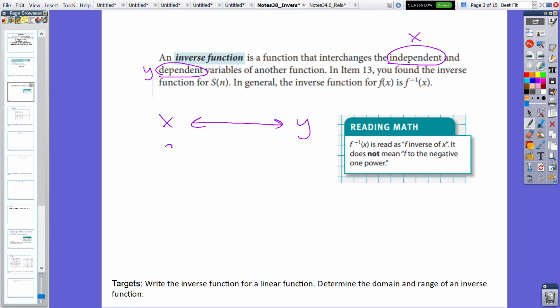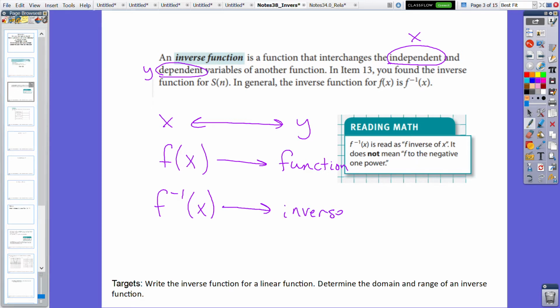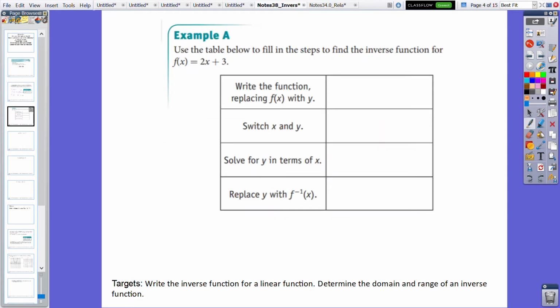Also, a couple things we need to know, just like it says in the reading math section right here. So whenever we see something that says f of x, that means it's the original function. All right, so we put x in and we get that out. This notation here, f negative 1 of x or f inverse of x, obviously tells us this is the inverse of whatever f of x is. Okay, so now let's take a look at how we do this.